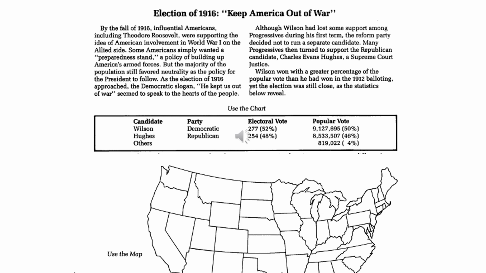hearts of the people. Although Wilson had lost some support among progressives during his first term, the Reform Party decided not to run a separate candidate. Many progressives then turned to support the Republican candidate, Charles Evans Hughes, a Supreme Court justice. Wilson won with a greater percentage of the popular vote than he had won in the 1912 balloting, yet the election was still close, as the statistics below reveal.